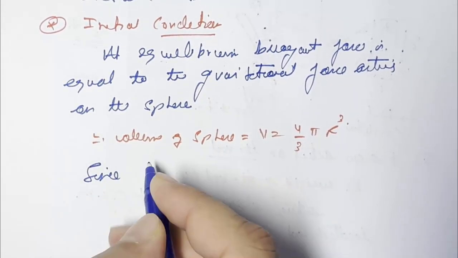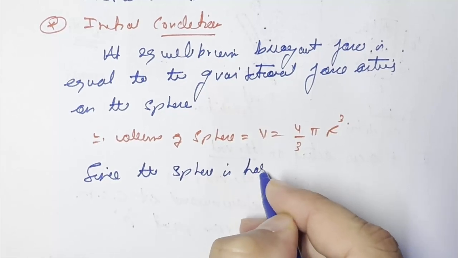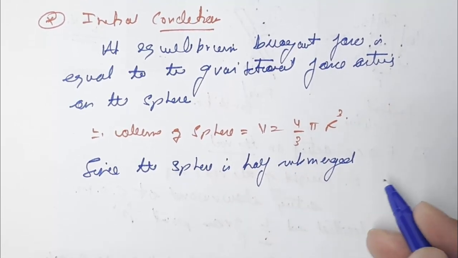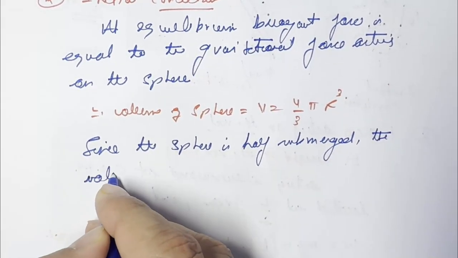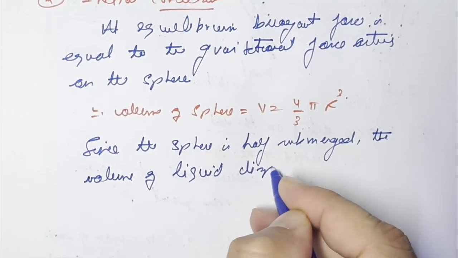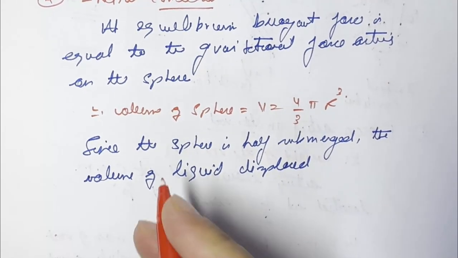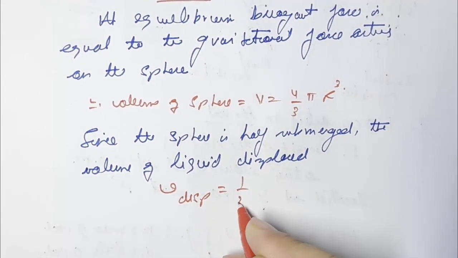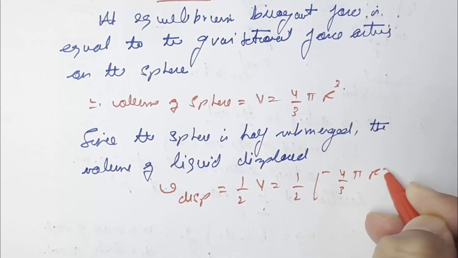So we are going to find out the amount of water displaced by half of the volume. Since the sphere is half submerged, the volume of liquid displaced, let us suppose that is given as V displaced, is equal to half of V, and we get this as half of 4/3 pi r cube.